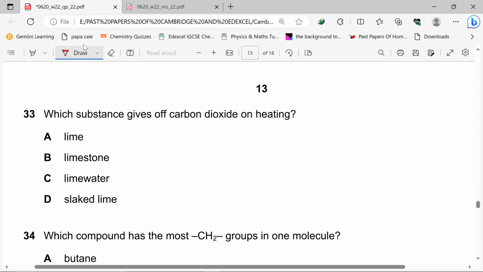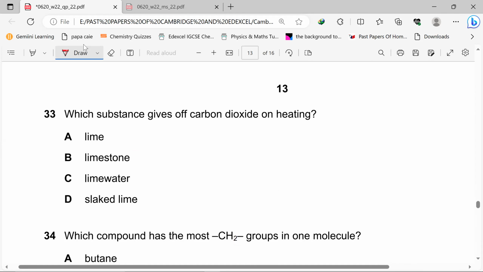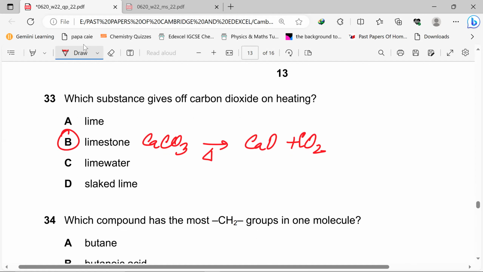Which substance gives off carbon dioxide on heating? We know limestone means calcium carbonate. If we heat it, it's a thermal decomposition reaction. It forms calcium oxide and carbon dioxide. So this is B, which forms calcium oxide and carbon dioxide. They're asking for carbon dioxide. Lime is calcium oxide. Lime water is calcium hydroxide. So they will not. And slaked lime and lime water are the same thing.